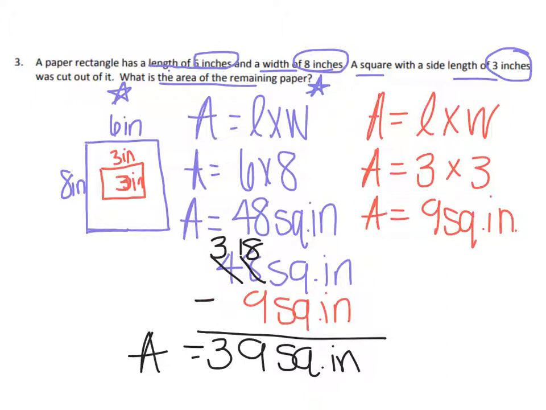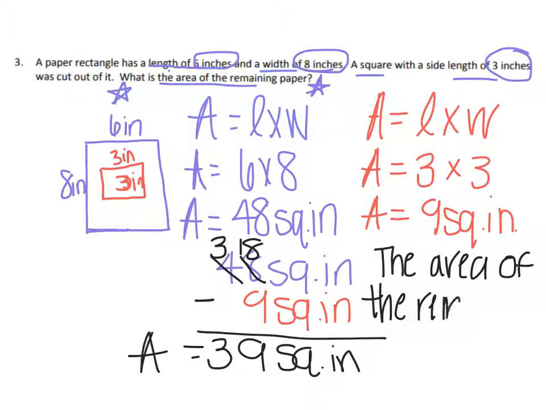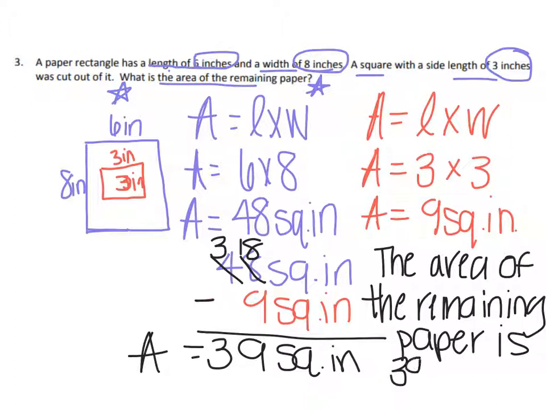So that means that the area of the remaining paper is 39 square inches.